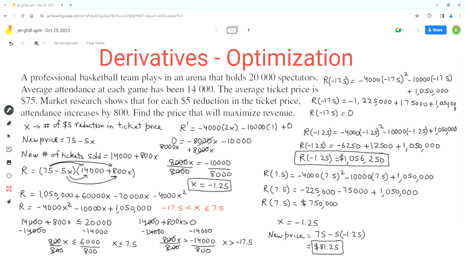So these are the steps you have to keep in mind to solve this problem. Even though the research talks about a reduction in ticket price, the result that we got is that the price should be increased to maximize revenue. So these are the steps you have to keep in mind to solve a problem like this one.